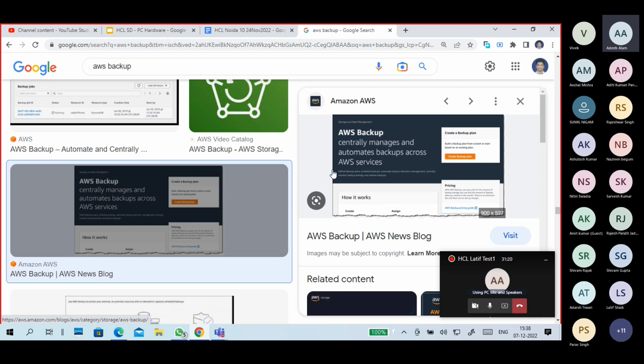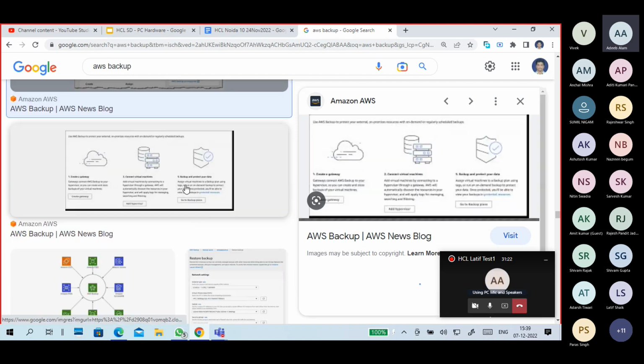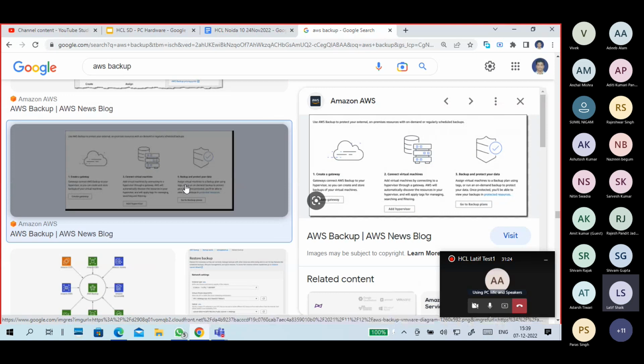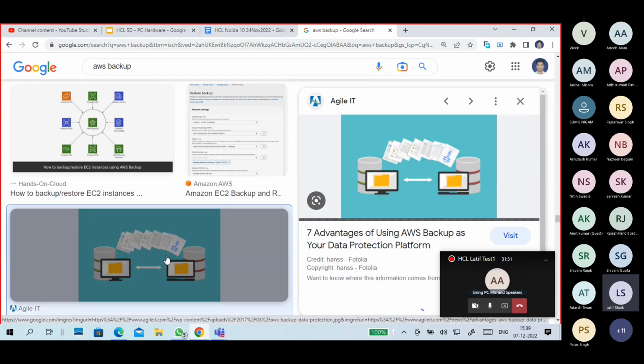Yes, sir. Snowball, snow edge, and snow cone. Yeah, the earlier one is snowball, but there are so many now. So that's a little confusing.